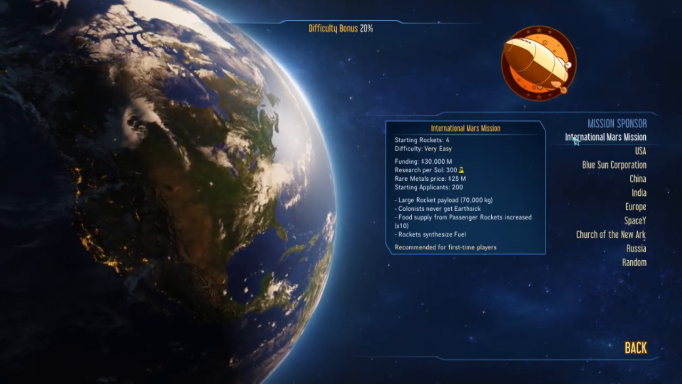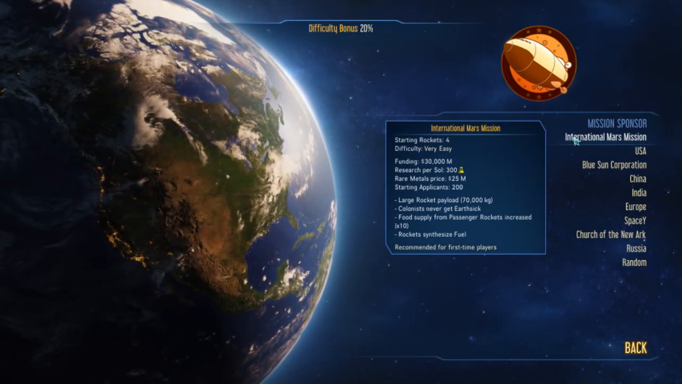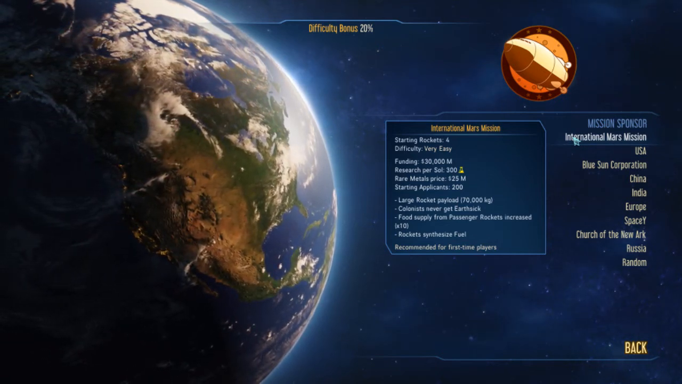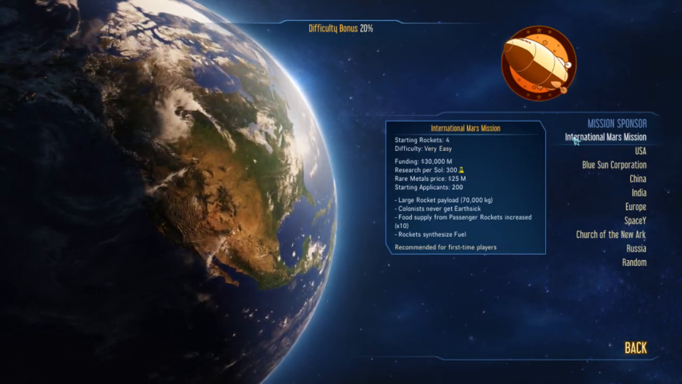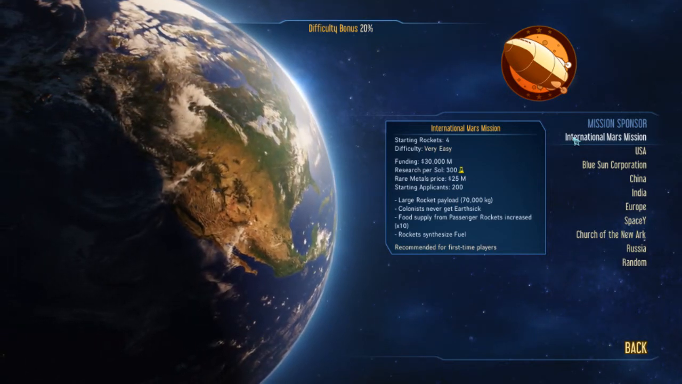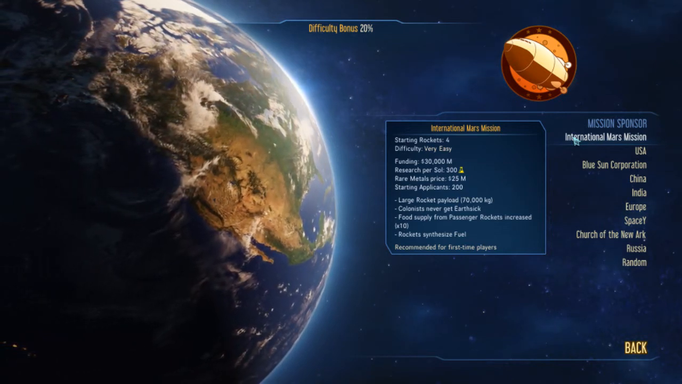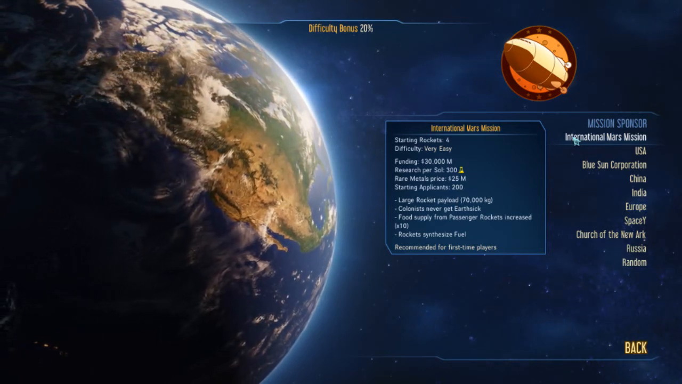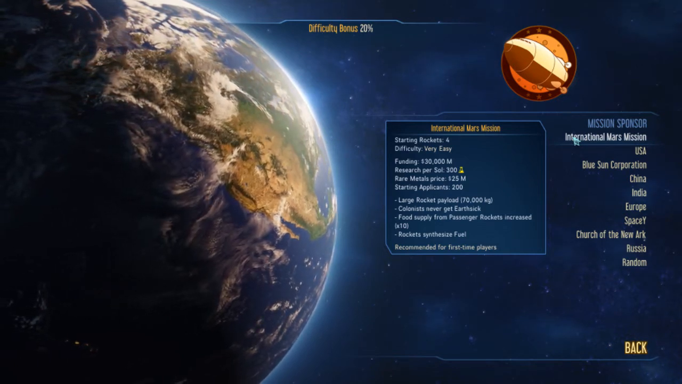They get food supply from passenger rockets increased by times 10, which means that when you ship a group of colonists to Mars from Earth, they come with a ton of food per person. So 12 colonists being sent to Mars will normally come with 12 tons of food. This means that they instead bring 120 tons of food, which you'll notice exceeds the large rocket's payload capacity, but whatever. And lastly, the rockets automatically synthesize fuel, which is kind of a cheat way of doing things, because normally you need to build fuel refineries, which require water to produce it. So this is just an easier way to fill your rockets up really quite quickly.